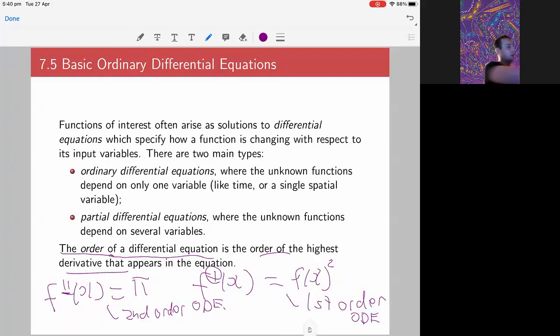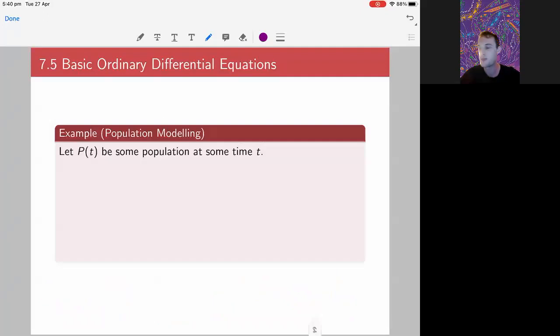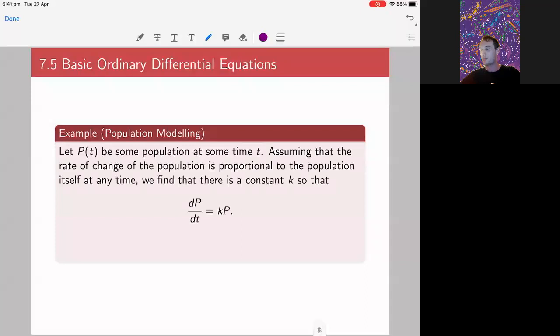Okay, one example that comes up a lot in ordinary differential equations is when you're modeling populations. So let's say that you've got some population. It could be the amount of a chemical in your body. It could be an actual population of animals or people. Now, the basic model of a population is that its growth at any particular time is going to be proportional to the population itself. So this is what I'm saying here. We're assuming that the change of the population at any given time is proportional to the population itself.